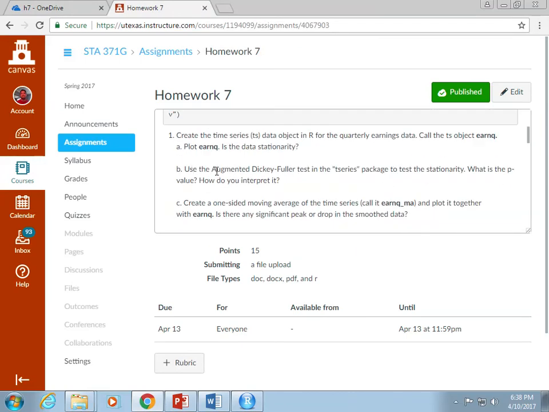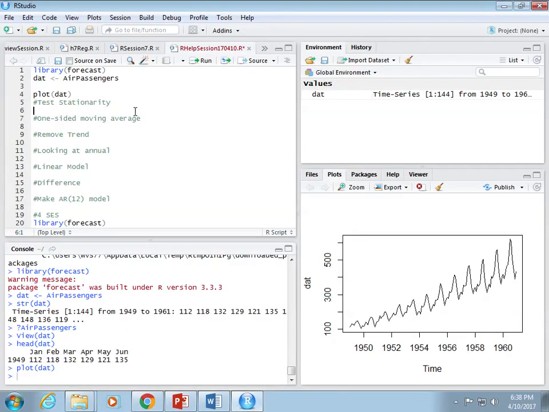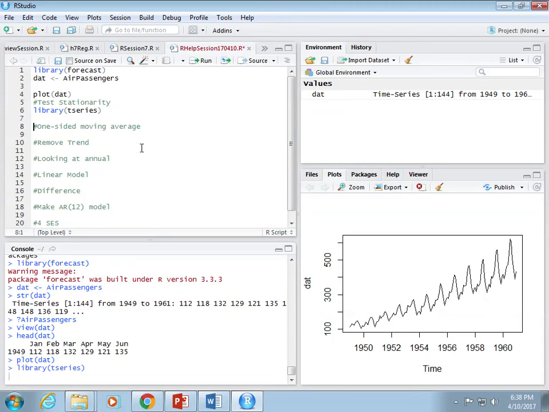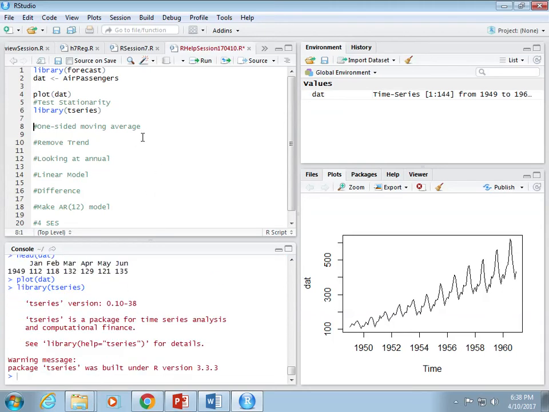It asks for the augmented Dickey-Fuller test in the tseries package. Okay, so we're going to first run it and then see what is going on. First off, it said it was in the library tseries. If we don't have that library, let's make sure we have it. I think it's actually a component of forecast. So if you load up tseries, right, so we got it.